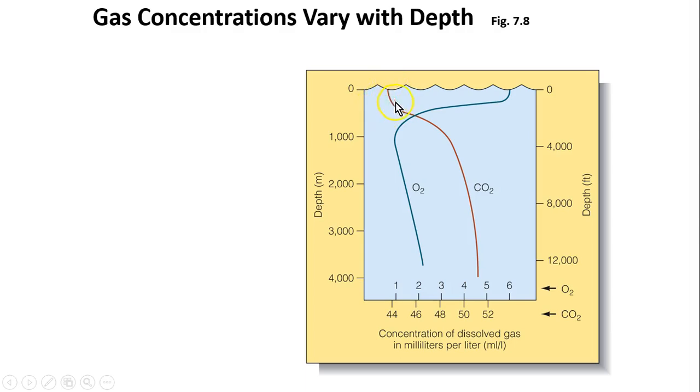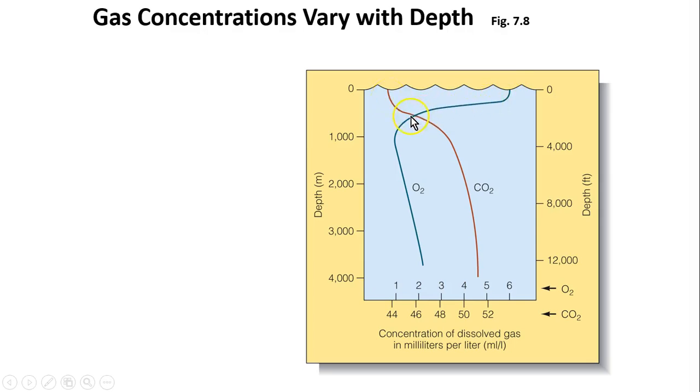The reason for that is that organisms that photosynthesize live in those surface waters where the light penetrates through and supports photosynthesis. So photosynthetic organisms use up carbon dioxide and they produce oxygen. So that's why we have high oxygen and low carbon dioxide.